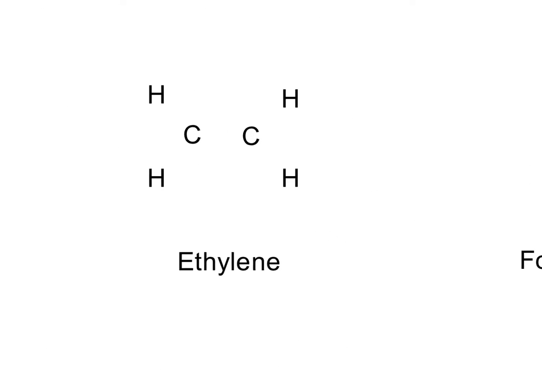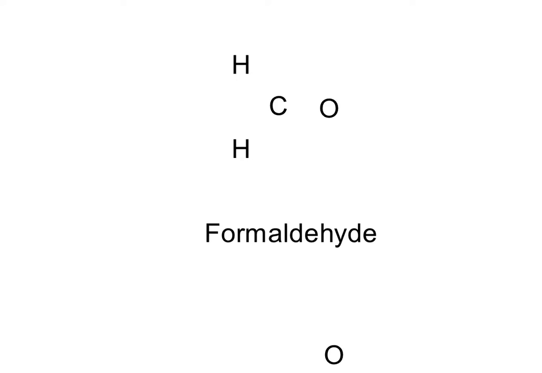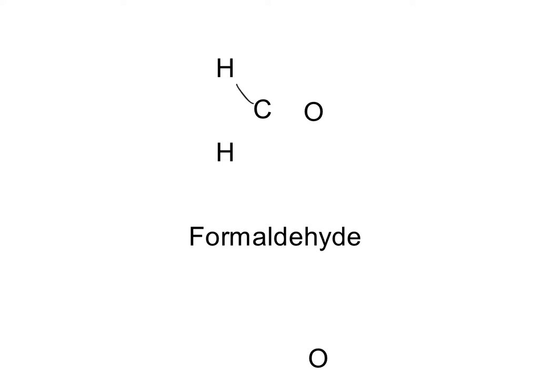For methane thiol. For ethylene, we have the carbons connected there. You see they each only have 2 bonds, so give it a double bond. For formaldehyde, the hydrogens are bonded to the carbon. Carbon has 2 bonds, so it needs to have a double bond to the oxygen, and then the lone pair.